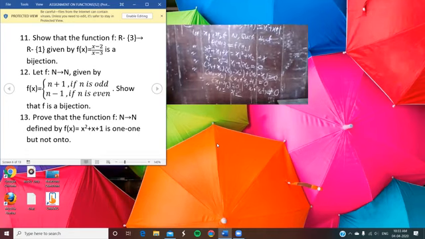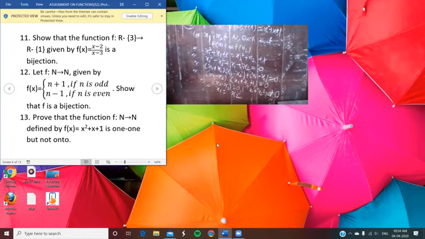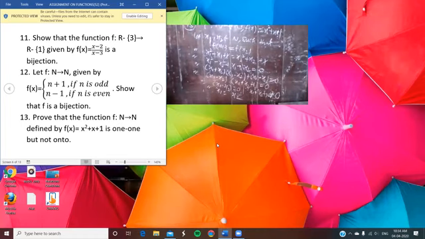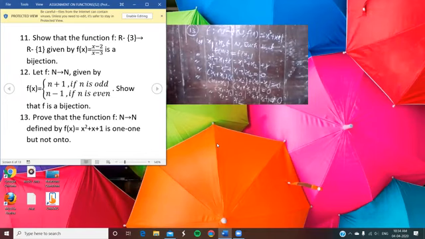Now, in the second part, you have to prove that it is not onto. With the help of an example, you can try to prove it. It is not onto function. So there are two methods. First, you try to find the range of that function. If that range is not equal to the codomain, you can say it is not onto function. Or with the help of some example from the codomain, you try to prove that it is not onto function.